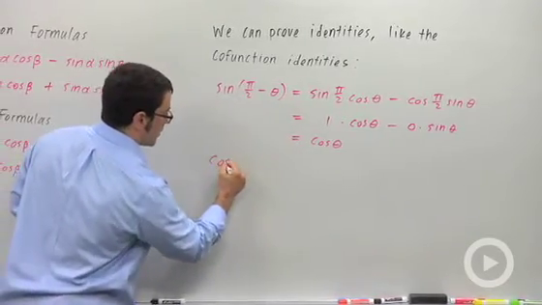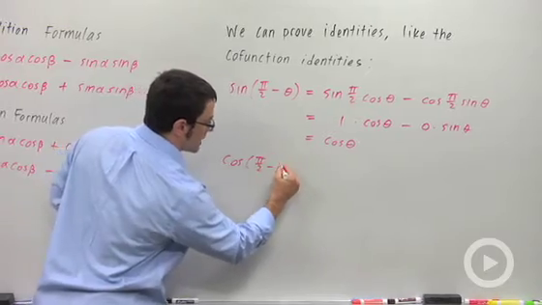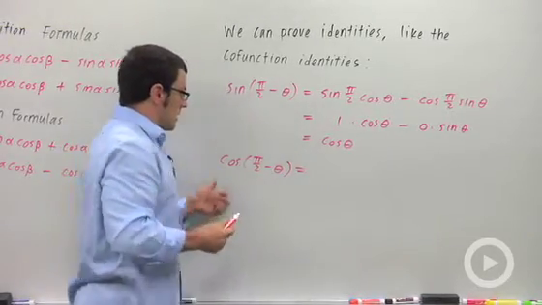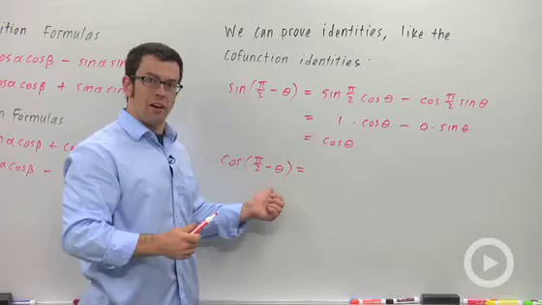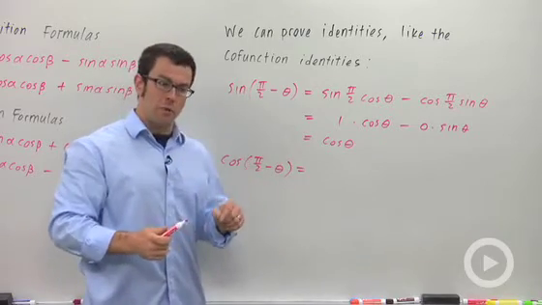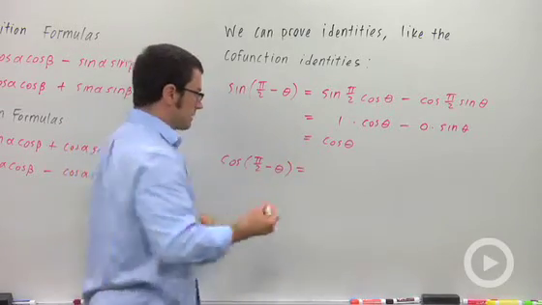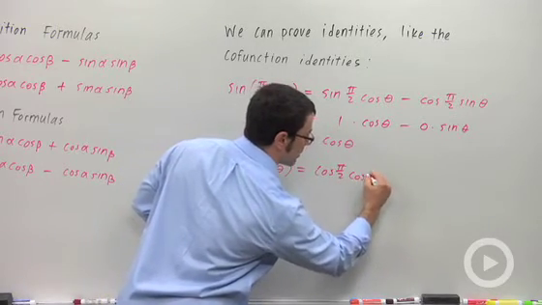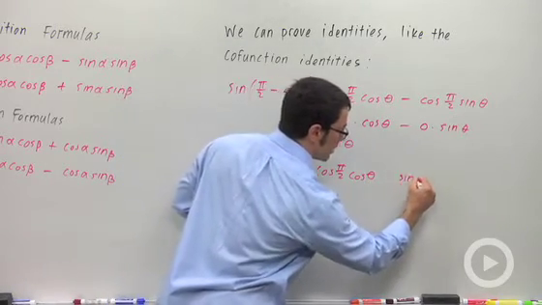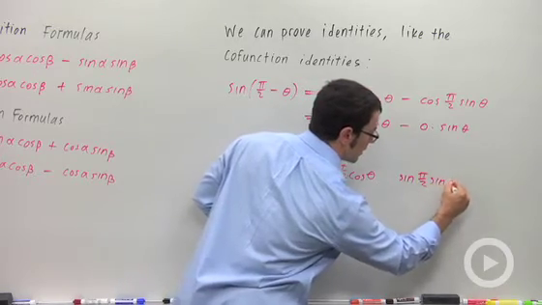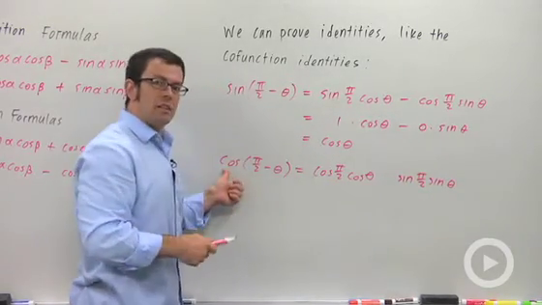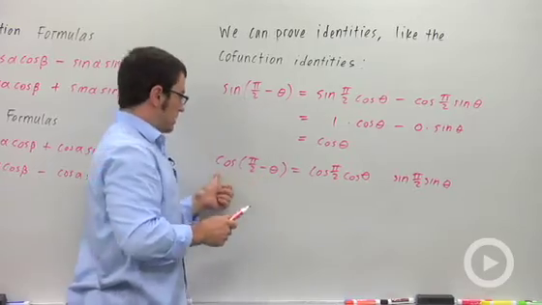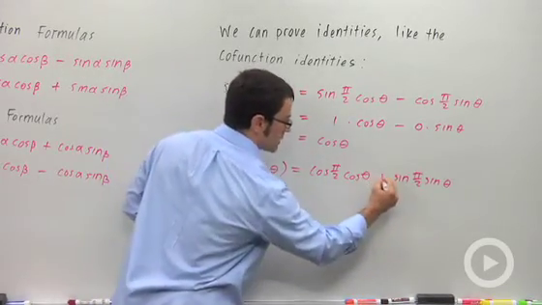Likewise, there's cosine pi over 2 minus theta. The cosine of a difference formula is what we need here. And the cosine of a difference formula goes cosine, cosine, sine, sine. Cosine pi over 2, cosine theta, sine pi over 2, sine theta. And cosine, the signs change, C for change. So minus becomes plus.